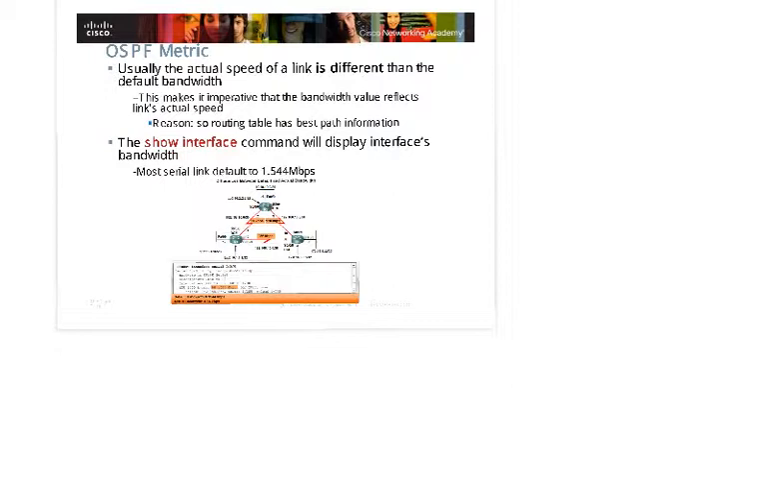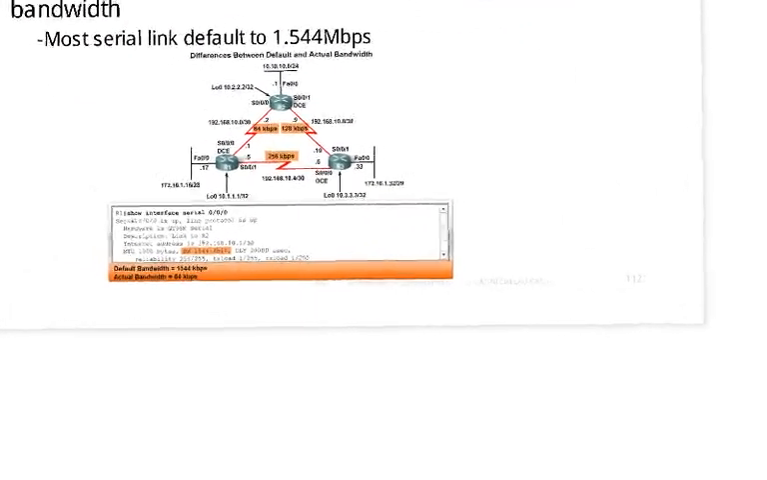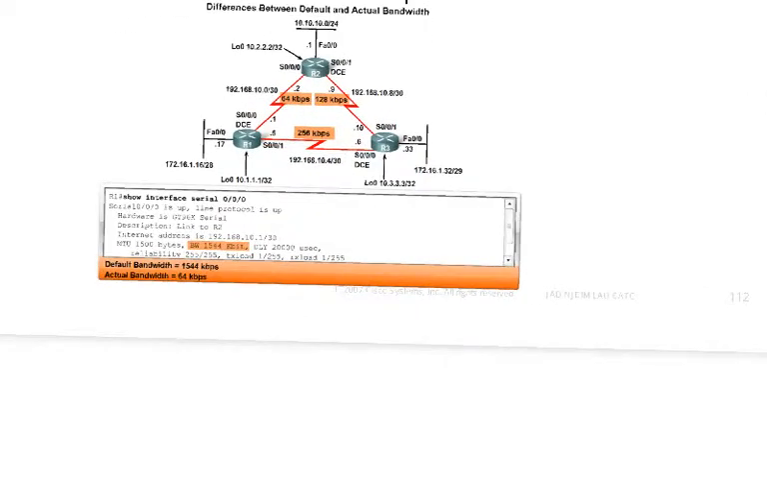Well, the actual bandwidth is not known to OSPF. So OSPF, by default, even though the actual bandwidth on this link is 64 kilobits per second, will take the fixed bandwidth of 1.544 megabits per second in calculating the cost. So this is the default. Even though we have 64 kilobits per second here, if we say show interface and we look at the bandwidth, we notice that the bandwidth is 1544 kilobits per second. It's not 64.